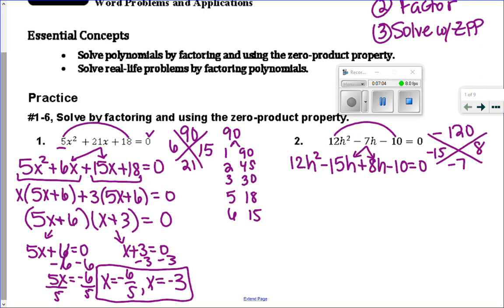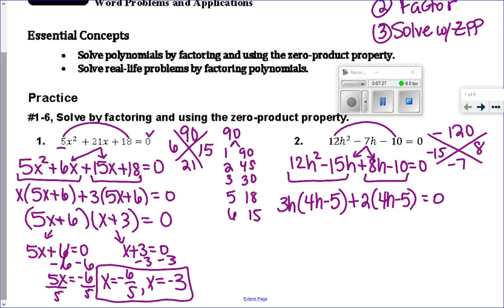And now we can factor by grouping because we've got 4 terms. So in the first group, these have a 3h in common, and that leaves me with 4h minus 5. And in the second group, we can pull a 2 from that, and that'll be 4h minus 5. And then we factor it completely here and know that one of our factors is 4h minus 5, and the other binomial factor is those GCFs, the 3h and the positive 2.